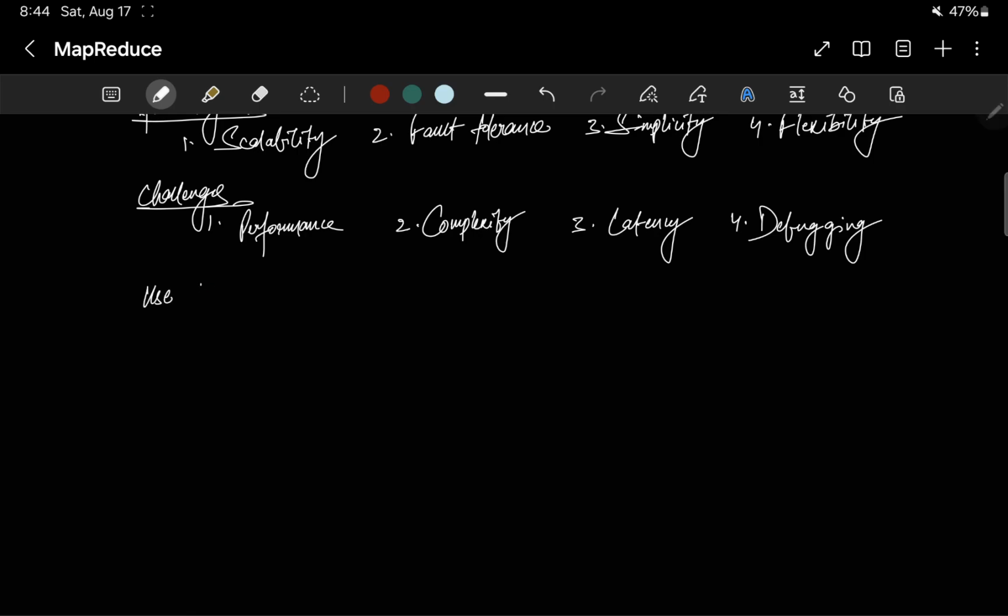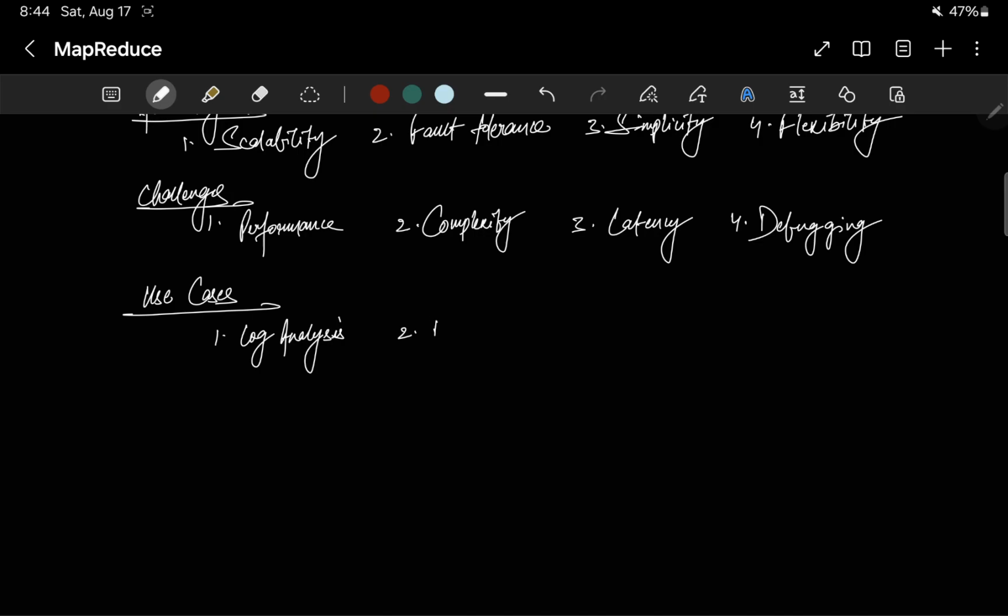And last, we will talk about the use cases. First is log analysis. Process and analyze large volumes of log data to extract insights and generate reports is one of the use cases of MapReduce. For example, a web server log analysis job might use MapReduce to aggregate log entries, identify user behavior patterns, and generate usage statistics.